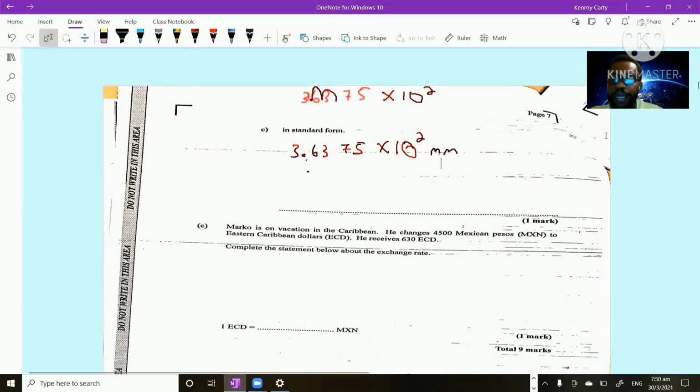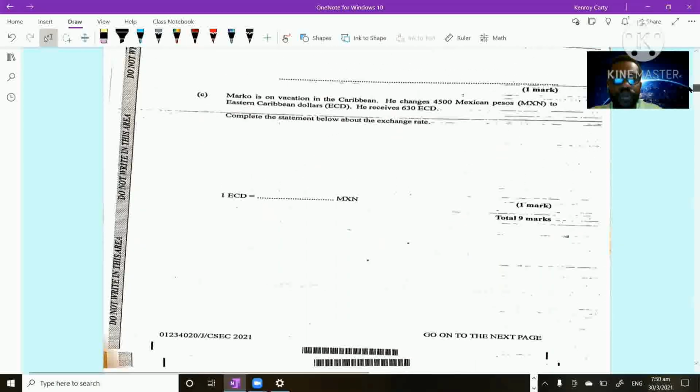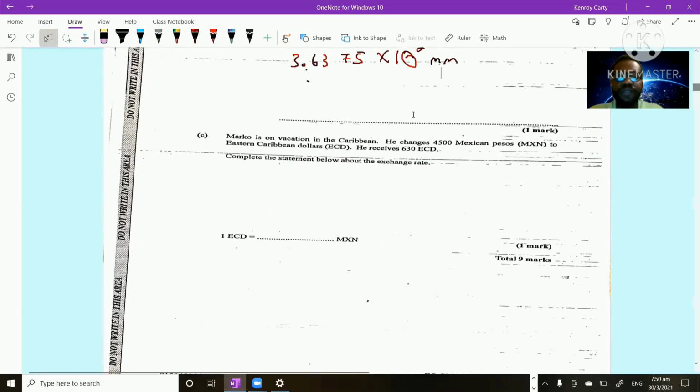Okay, taking this down a bit now. It says Marco is on a vacation in the Caribbean. He changes 4,500 Mexican pesos, all right? So pesos, that's a unit of currency in Mexico, to Eastern Caribbean dollars, ECD. He received 630 Eastern Caribbean dollars. Good. Complete the statement below about exchange rate. 1 Eastern Caribbean dollar is equal to dash Mexican.